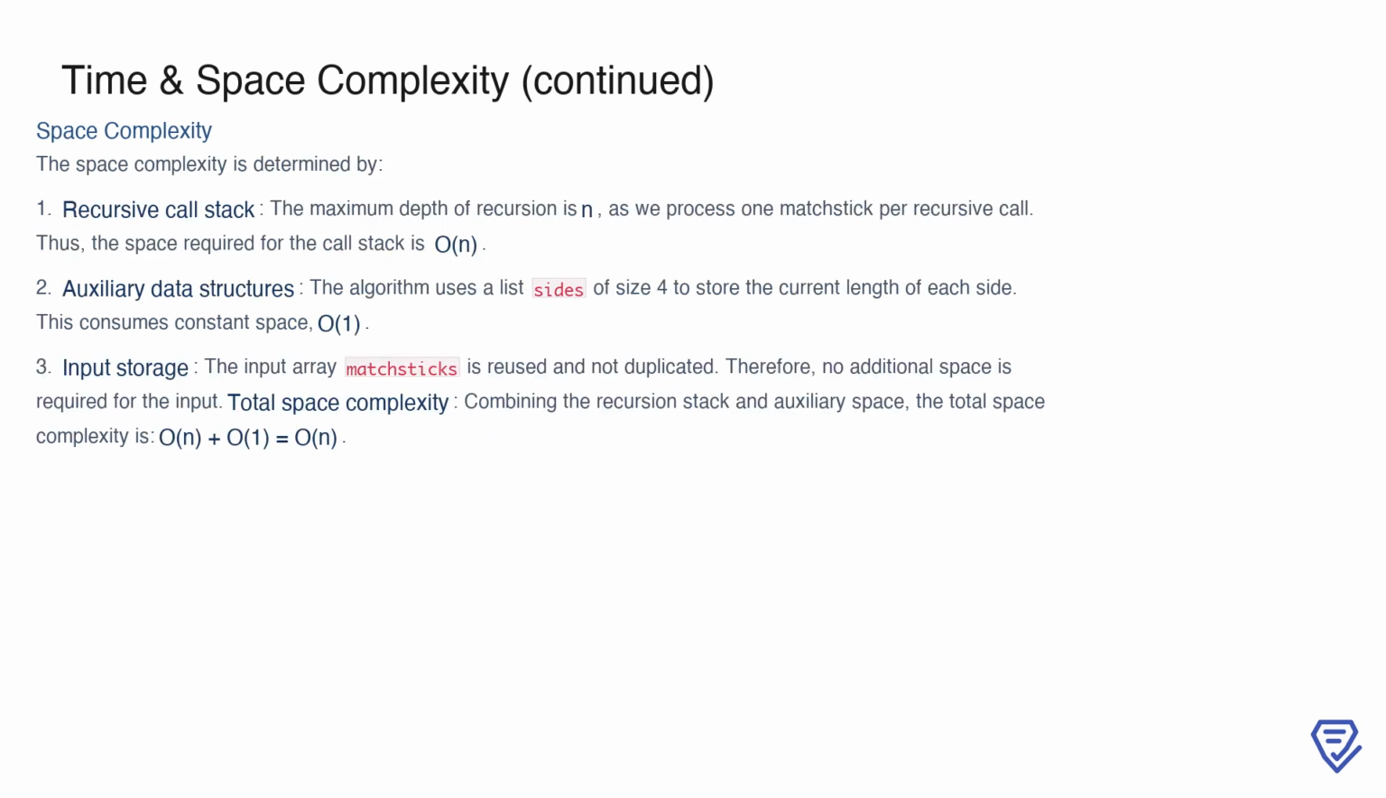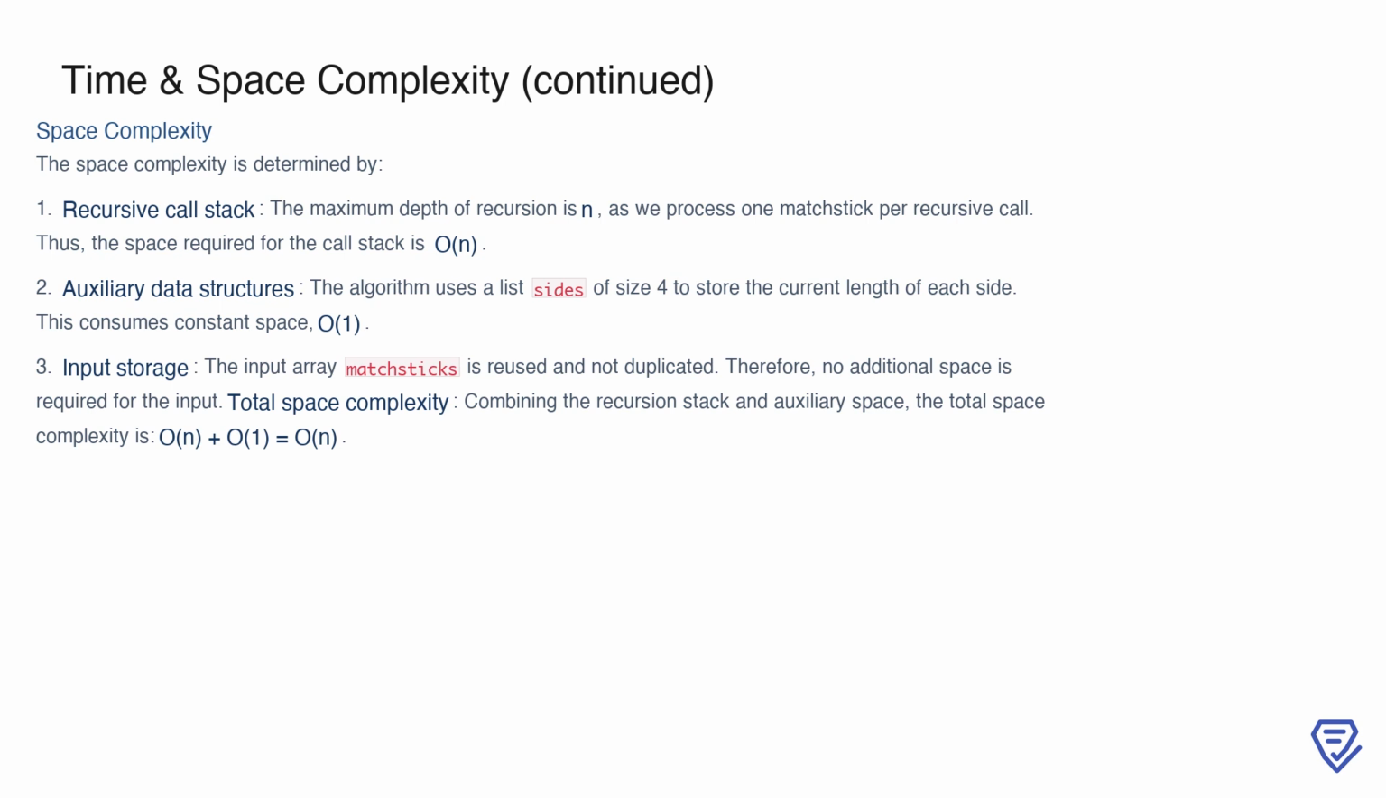The space complexity of the solution is primarily determined by the recursive call stack. Since the backtracking function processes one matchstick per recursive call, the maximum depth of recursion is n, leading to O(n) space for the stack. Additionally, the algorithm uses a small auxiliary data structure, a list called sides of size 4, to keep track of the current length of each side of the square. This list requires constant space, or O(1).